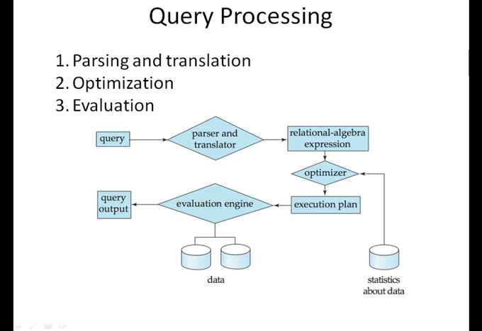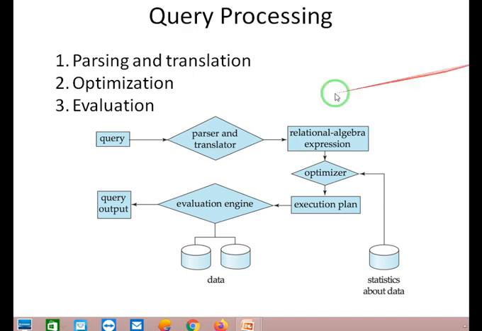So as shown in the figure, this is the evaluation. So this is the query. The query goes to the parser and translator. The parser or translator produces a relational algebra expression. Then the optimizer gives an execution plan using statistics about the data, and this execution plan is given to the evaluation engine, and the evaluation engine retrieves the data from the database and gives it as the query output.